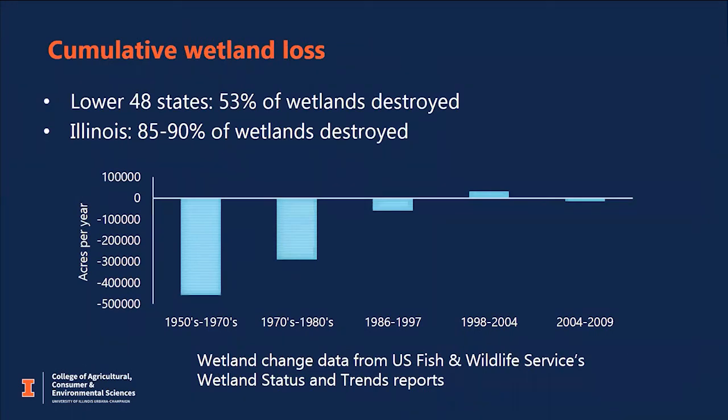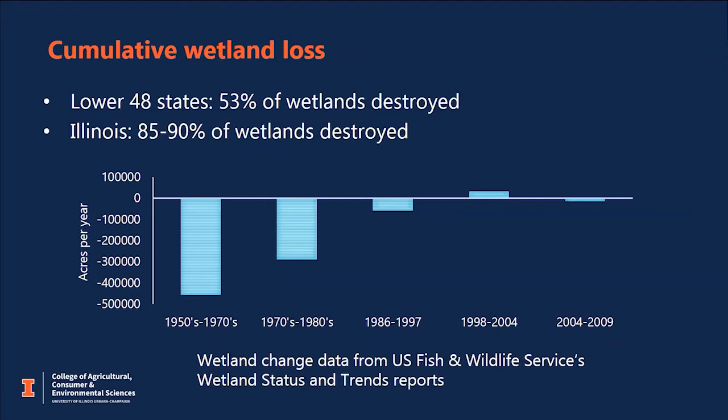U.S. Fish and Wildlife Service estimates that 53% of the wetlands historically present in the lower 48 U.S. states have been destroyed. Most of this has been due to conversion for agriculture. In very intensively agricultural regions like Illinois, Iowa, Indiana, the Central Valley of California, wetland loss has been even much more extensive than that. In Illinois, we've lost 85 to 90% of the original wetland acreage.